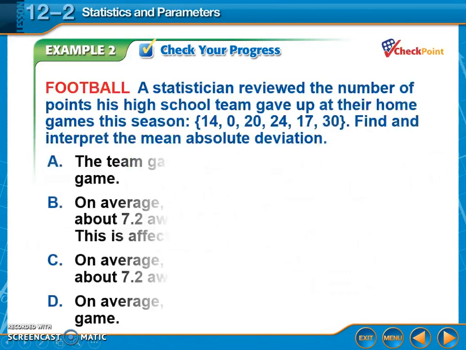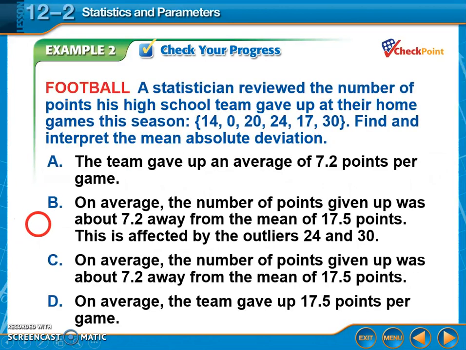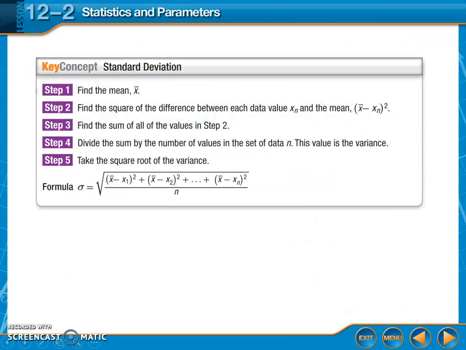Okay, so now you can do this one. Okay, the next thing we want to look at is standard deviation. So in order to do this, we want to find the mean, so step 1. Step 2 is find the square of the differences between the data value xn and the mean. So again, this is doing the same thing, except now instead of doing absolute value, we're taking the difference and squaring it. And we're going to find the sum of the values in step 2, divide by the number of things, and then at the end, we're going to take the square root of the variance. So this part inside here, without the square root, that's called the variance. When you take the square root, it becomes standard deviation.